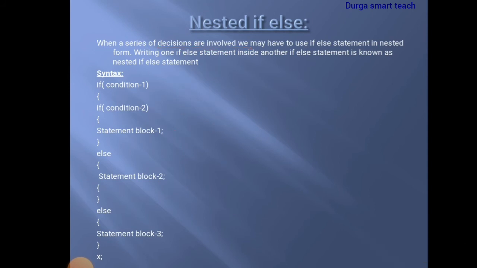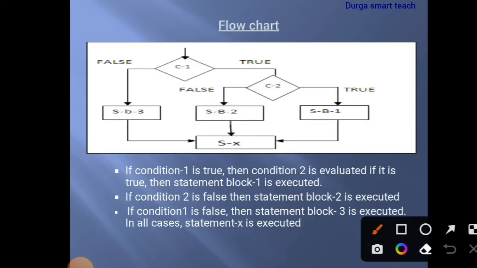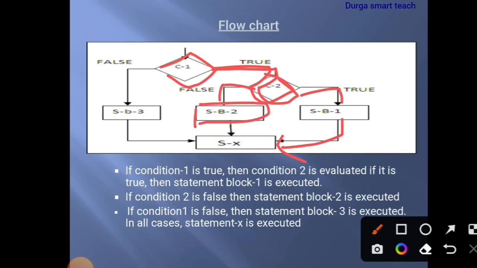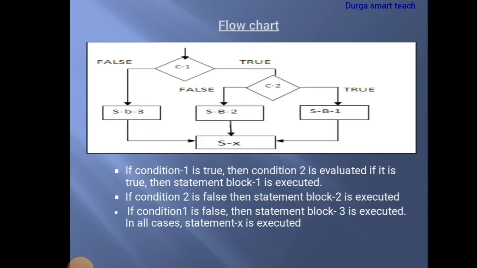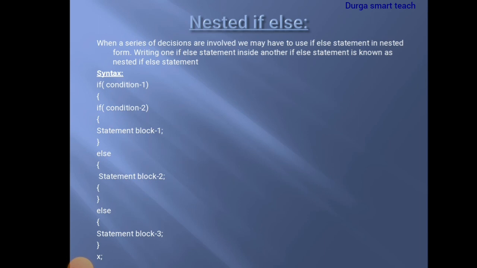Let's see the flowchart for better understanding. Here the first condition is checked. If it is true, then condition 2 is checked. If it is true, then statements 1 are executed and then normal statements. Suppose condition 1 is true and condition 2 is false, then statements 2 are executed, and then normal statements. If condition 1 is false, then statements 3 are executed and then normal statements. That is the nested if else.